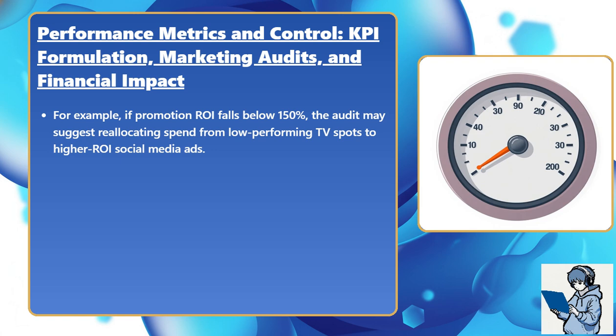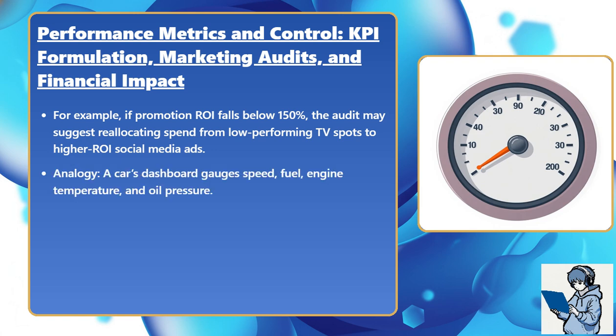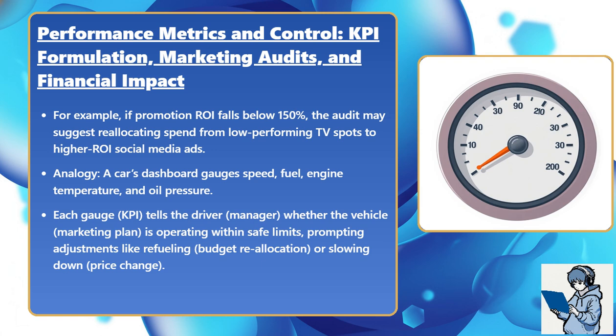ROI social media ads. Analogy: a car's dashboard gauges speed, fuel, engine temperature, and oil pressure. Each gauge, a KPI, tells the driver, the manager, whether the vehicle, the marketing plan, is operating within safe limits, prompting adjustments like refueling, budget reallocation, or slowing down price change.